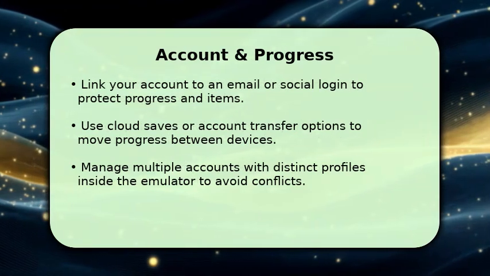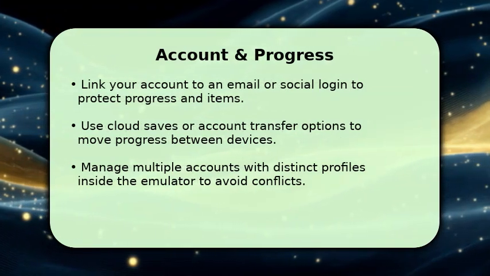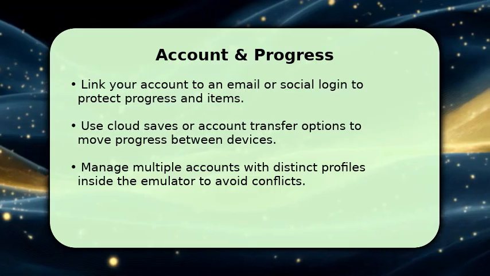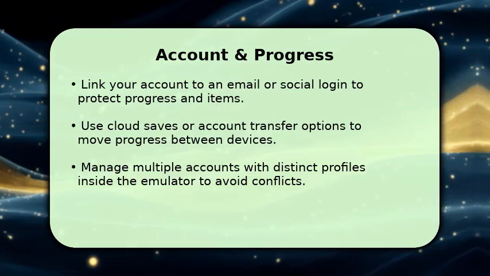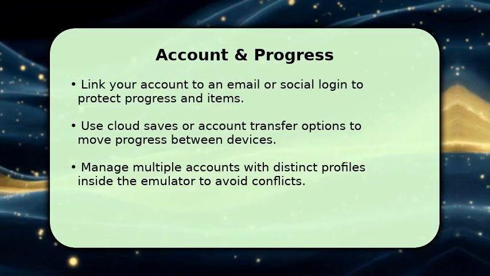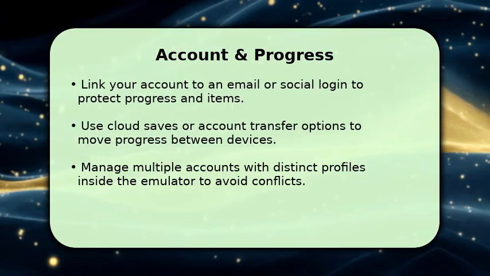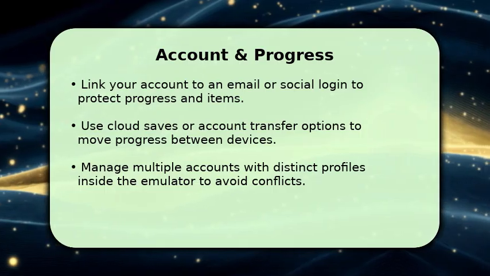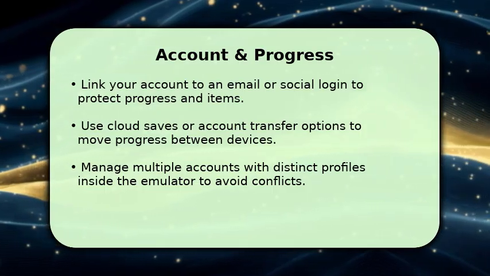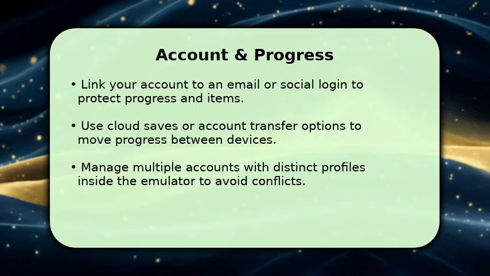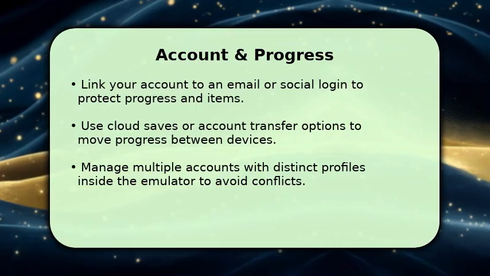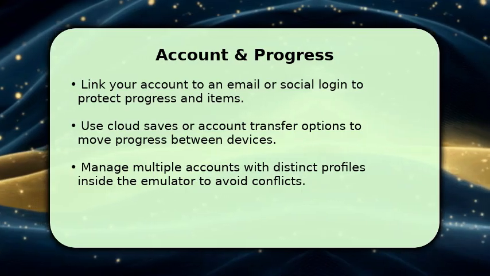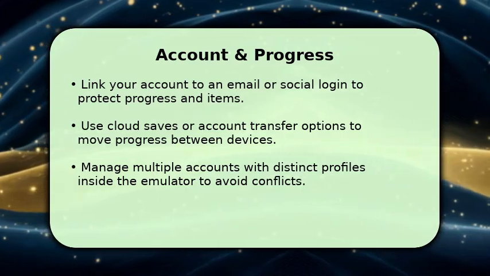Protect your progress by linking the game to an email or social login before investing time or purchases. Consider cloud save or account transfer options to move between PC and mobile without losing data. Create separate emulator profiles for alternate accounts to prevent save overwrite and to test builds. Regularly back up emulator snapshots and review game settings for autosave and recovery options to keep your progression secure.